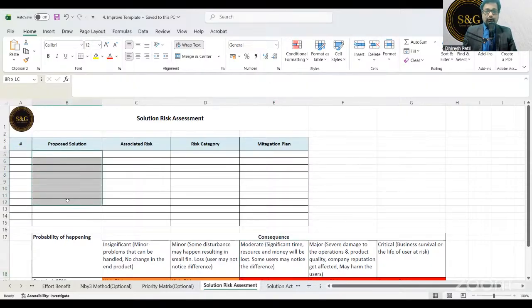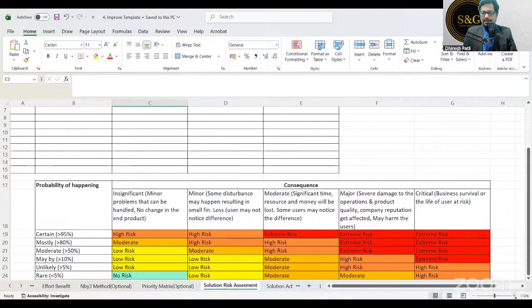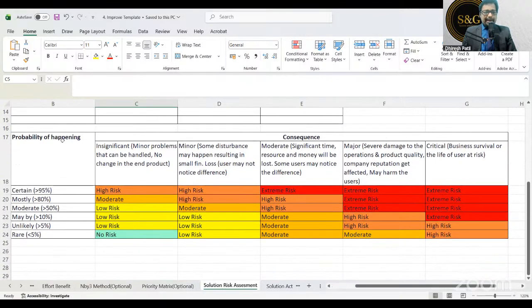So what is the solution risk assessment? The proposed solution, whatever you have, and then the associated risk. Now what is associated risk? This is a table given. Okay, let me just quickly run through this table just for your understanding. In the y-axis we have probability of happening. For example, see the bottom line. If it is very rare, that means less than 5% probability. Unlikely, more than 5% probability. Maybe 10%, moderate 50%, mostly 80%. Certain, that means you are sure about it, more than 90%. So these are the probability of happening.